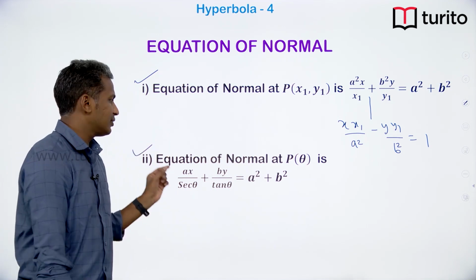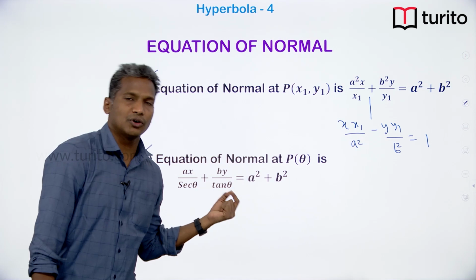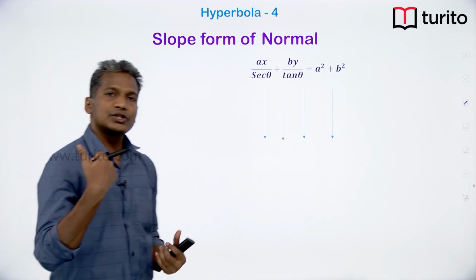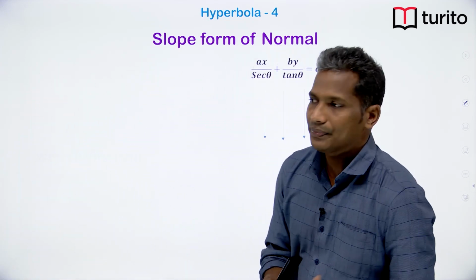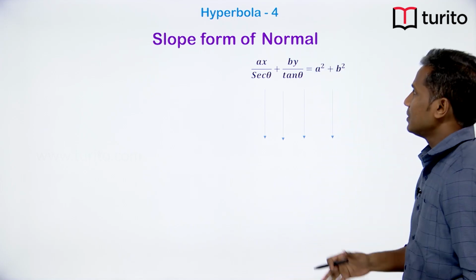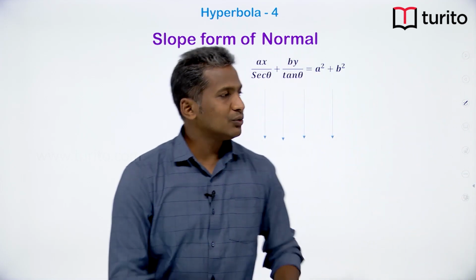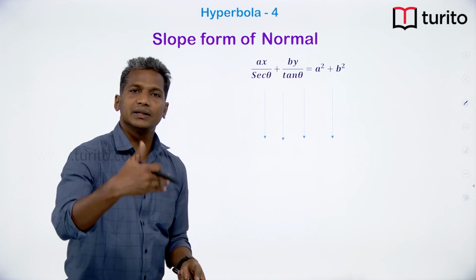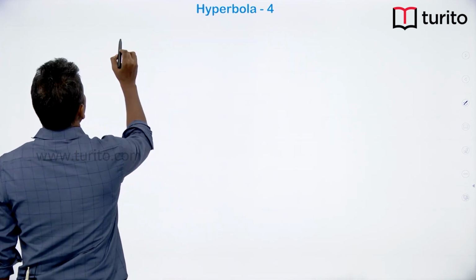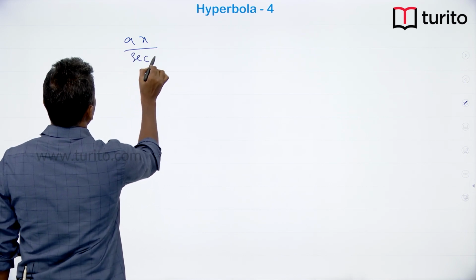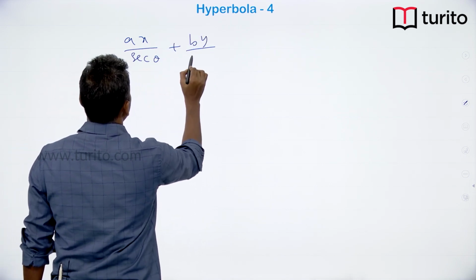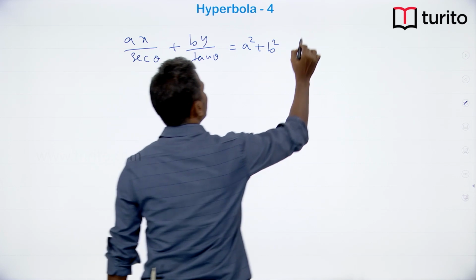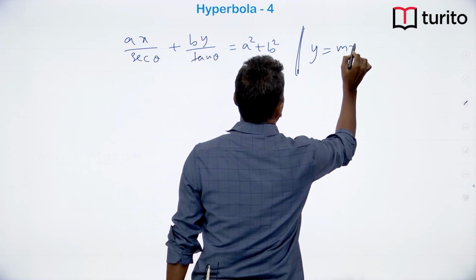Now, in the same way we have also derived this parametric form of normal. Now, we will go to the other ideas. Suppose we want the slope form of normal. How do we do that? How do we get the slope form of normal? To get the slope form of normal, we need to compare this line with y equal to mx plus c. So, let me just do that on the next page. So, ax by sec theta plus by tan theta, this must be compared with what line? y equal to mx plus c.